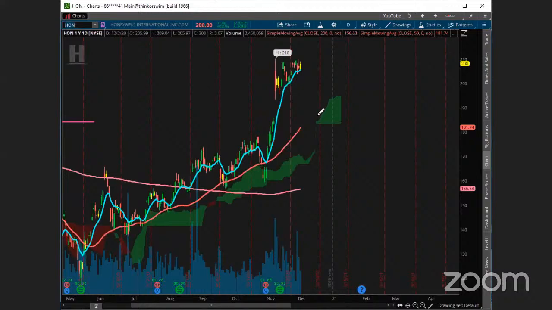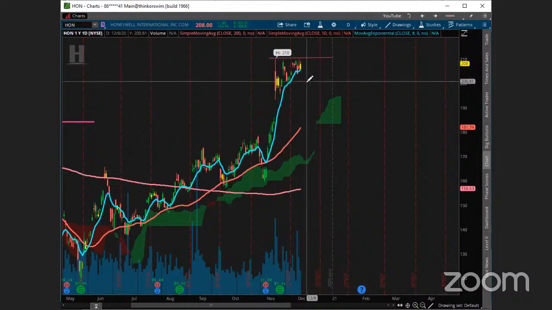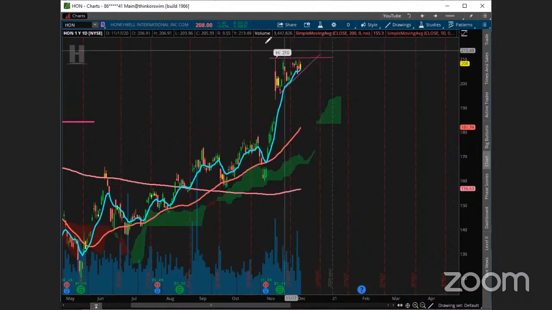Honeywell, again, this thing's been pretty epic up here, looking like an ascending triangle at this point, right? So you got this and this. Right, so let's see if we can get above those levels and if it can start to work its way up. So looking pretty good there.